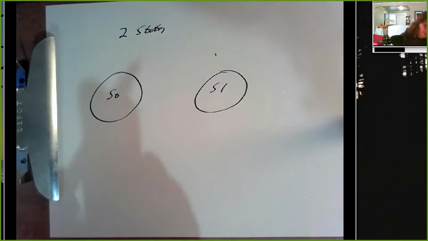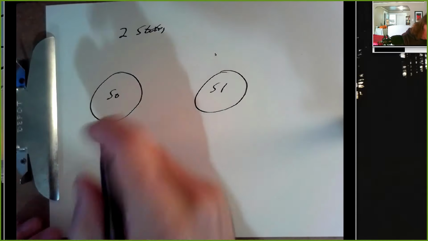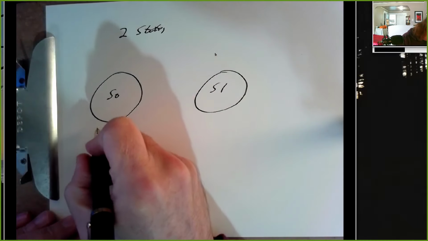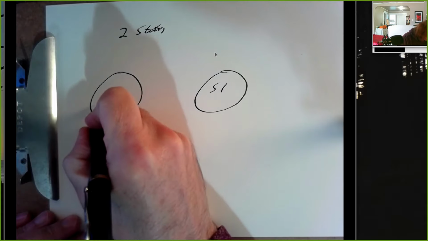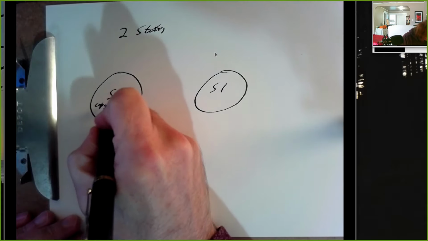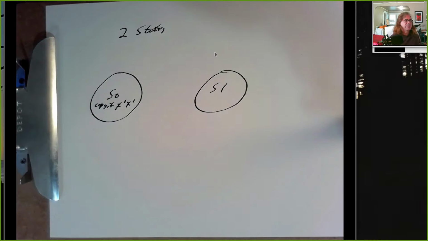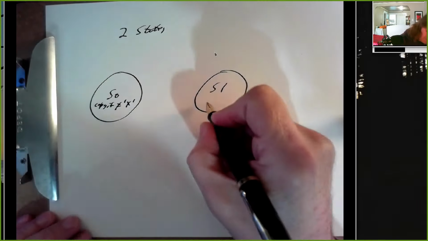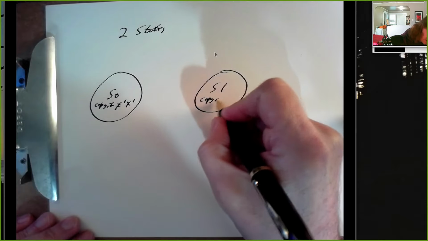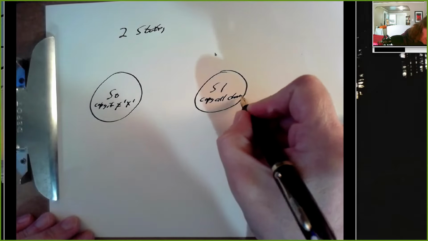State 0 and state 1. State 0 says copy if your character is not the letter X. State 1 says copy all characters.